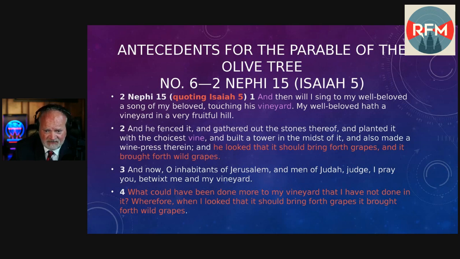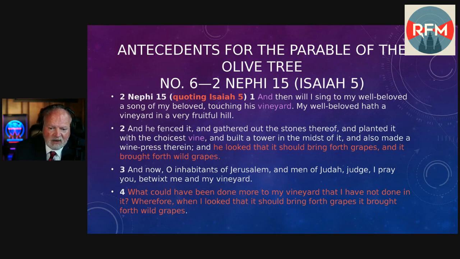And Isaiah chapter 5 from the Old Testament is itself a parable about an olive tree. So you have not only the parable from Luke, you also have the parable from Isaiah in the Old Testament. And this particular parable is going to be quoted in full not that long before Joseph Smith gets around to dictating Jacob chapter 5. So this is in addition to the antecedents that we've looked at before. And here's how it goes in 2 Nephi 15, once again quoting Isaiah 5.